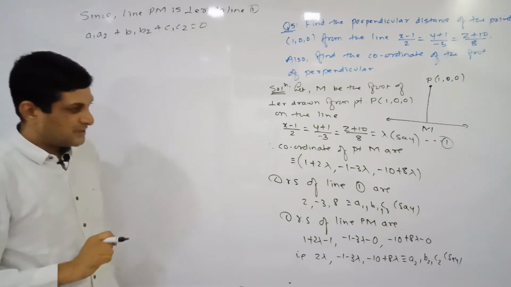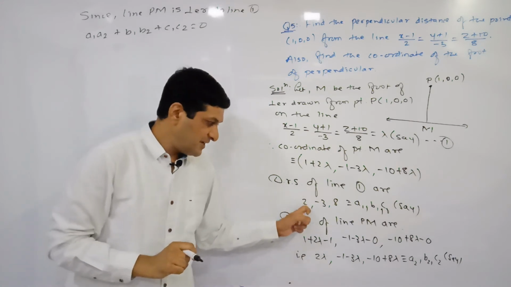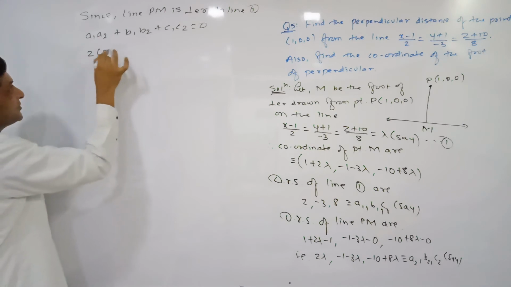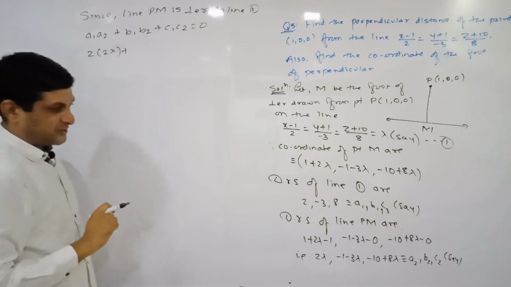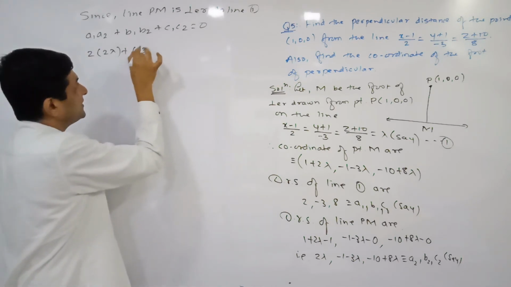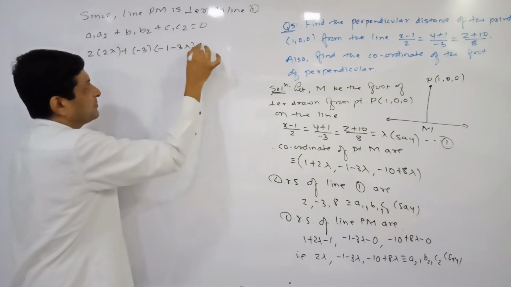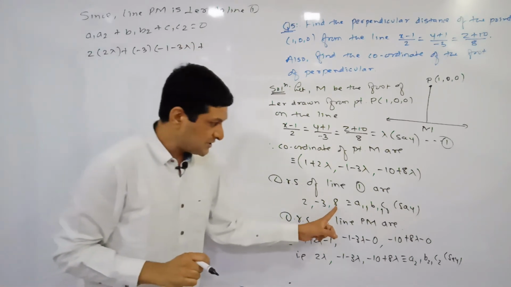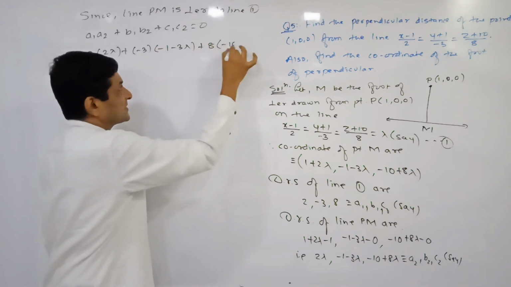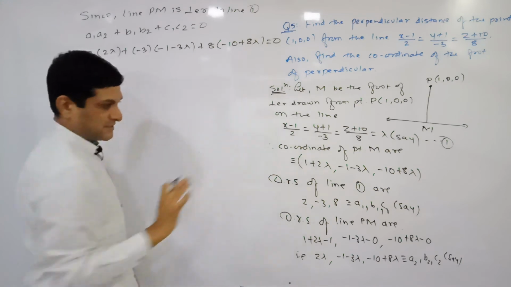So now A1 B1 C1 is also known, A2 B2 C2 is also known. A1 A2 means 2 into 2 lambda. So 2 into 2 lambda plus B1 B2. B1 B2 means minus 3 into minus 1 minus 3 lambda plus C1 C2. C1 C2 means 8 into minus 10 plus 8 lambda. On this side 0, keep it as it is, isn't it?